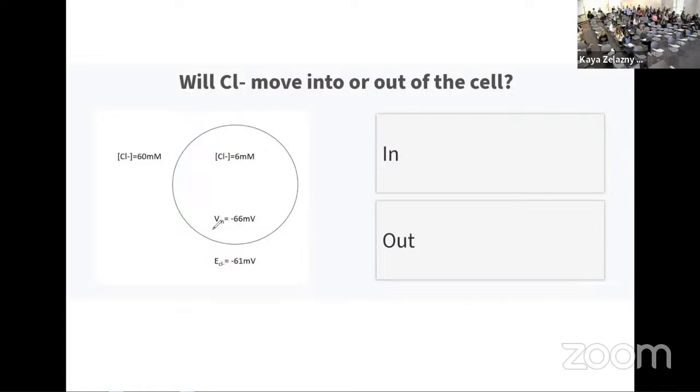So to do this, we're comparing our membrane potential that we're starting at, -66, to our equilibrium potential for chloride ions, which is -61. We also have a chemical gradient drawn on here as well. So for those chloride ions, we have a concentration of 60 millimoles outside, 6 millimoles inside.